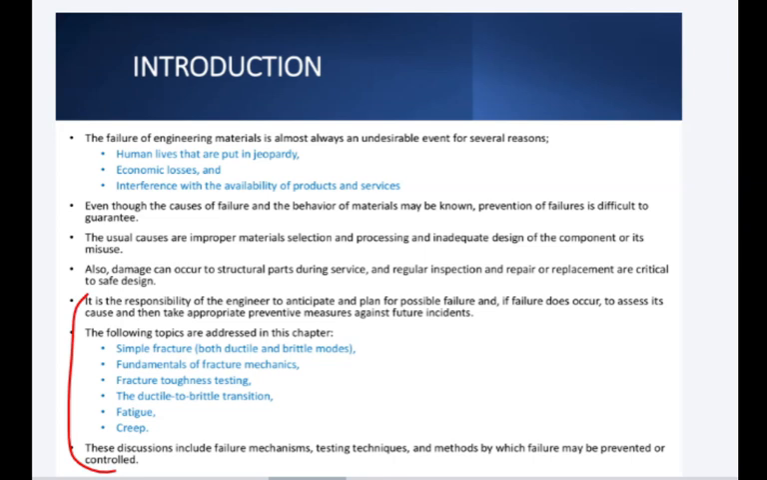What is simple fracture? From the very basics, and we will then study ductile and brittle fracture. We will study the fundamentals of fracture mechanics, fracture toughness, and its testing. We will study how the ductile to brittle transition happens. Usually the fracture occurs from the ductile to brittle transition. So sometimes the material will behave as ductile, but at some temperature it can be brittle, like what happened to the Titanic ship. We will study fatigue. Creep we have already studied, so we will not study it here. So all these topics we will study in this part.